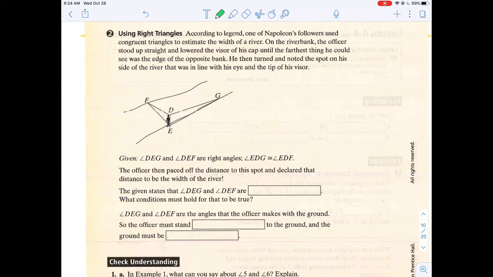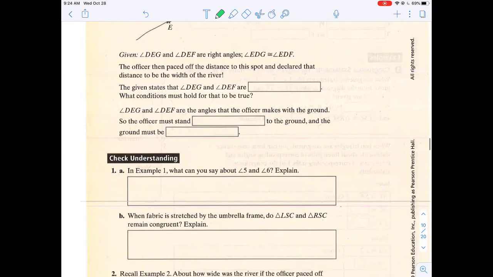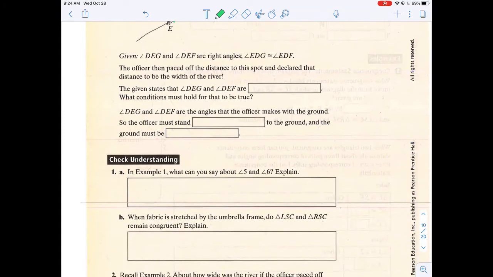Okay, so they give you this little diagram of this guy on the river. Given that angle DEG is congruent to angle DEF, okay, DEG and DEF are right angles, so right here those are right angles. Then we know the angle EDG is congruent to angle EDF. The officer paced off the distance to the spot and declared that distance to be the width of the river. The given states that DEG and DEF are right angles.